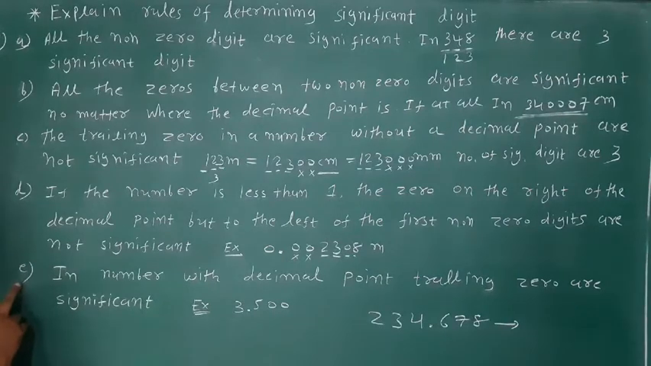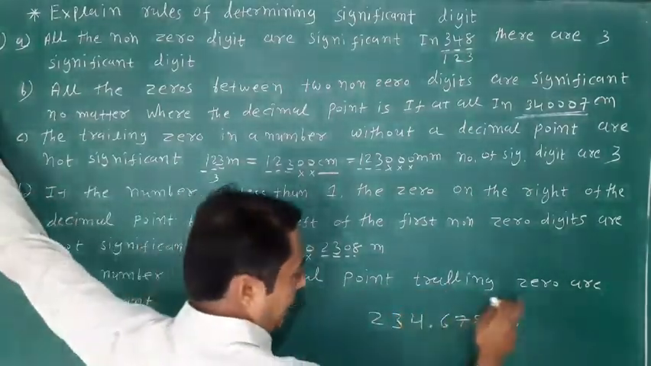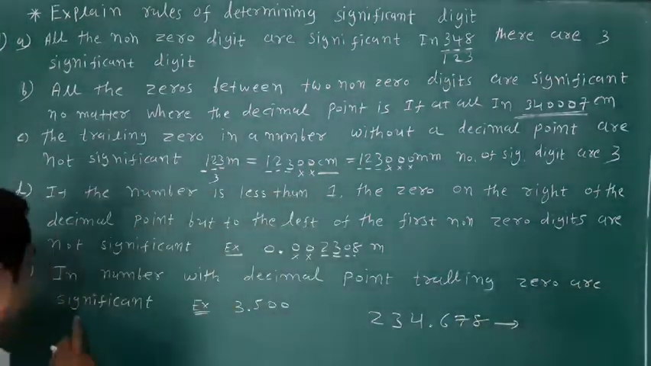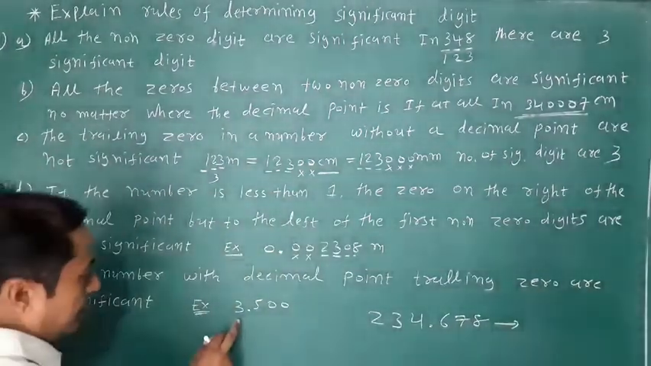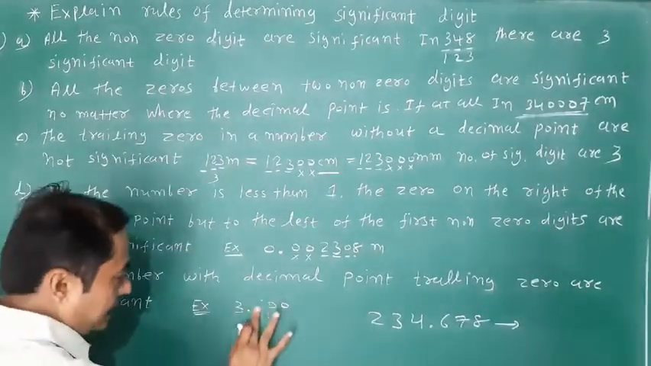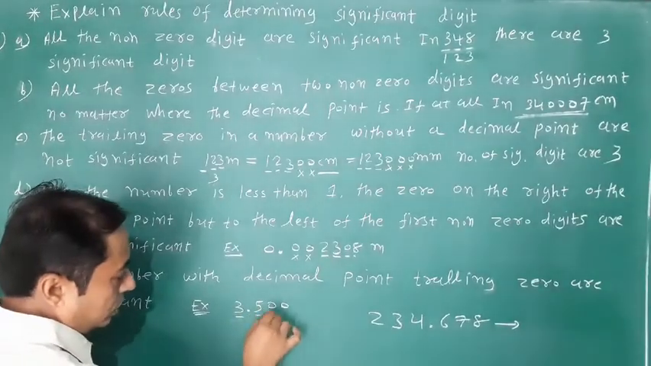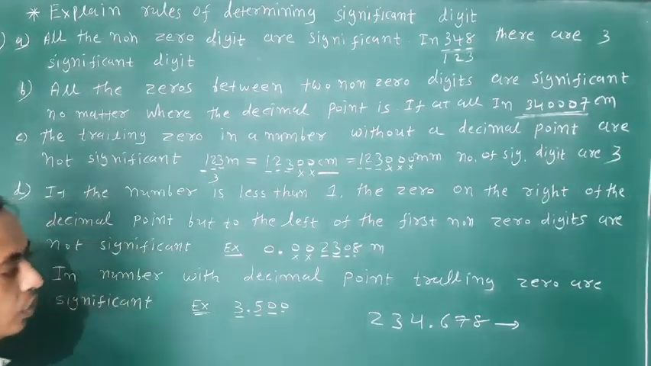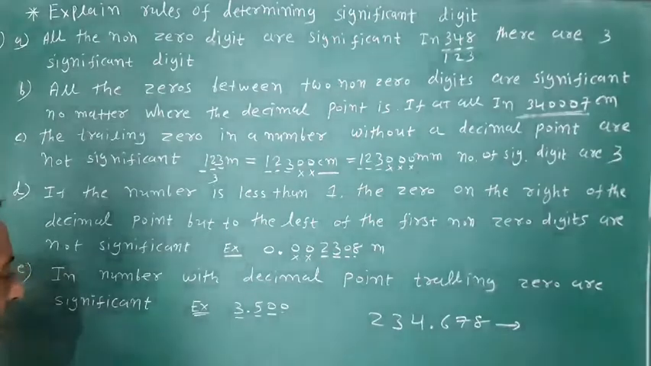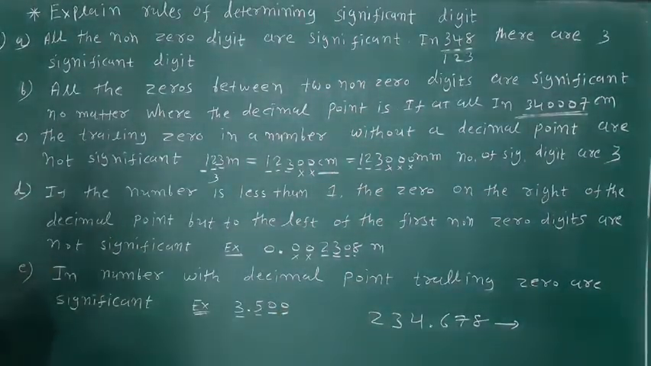Next, fifth, in a number with a decimal point, trailing zeros are significant. Means 3.500, after the decimal point. Means here 1, 2, 3 and 4, 4 significant digits are possible. Friends, all these rules are very important.